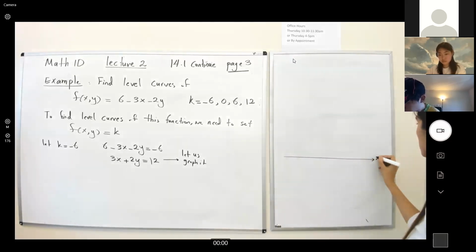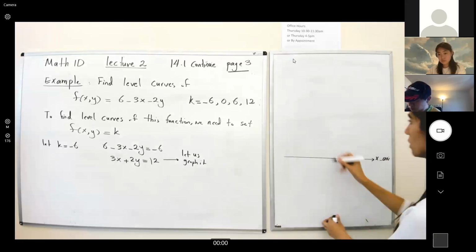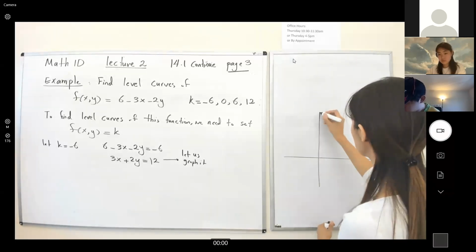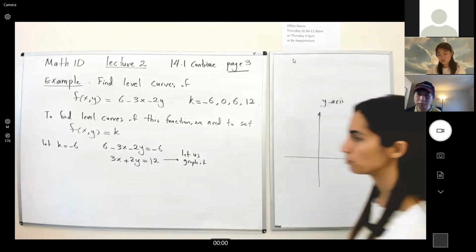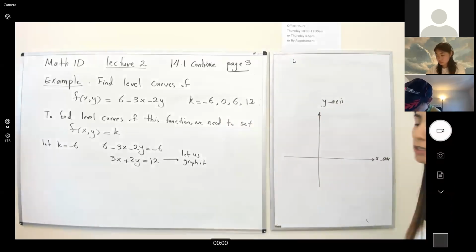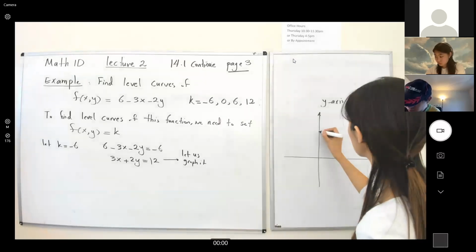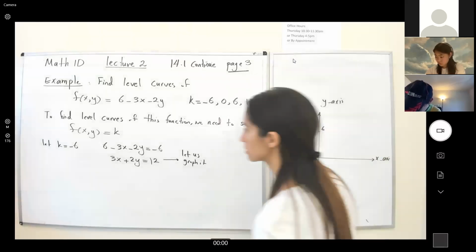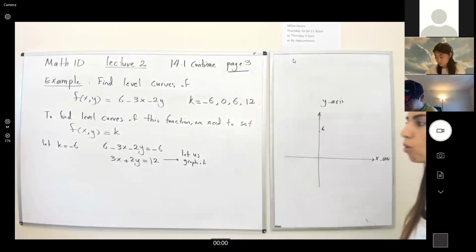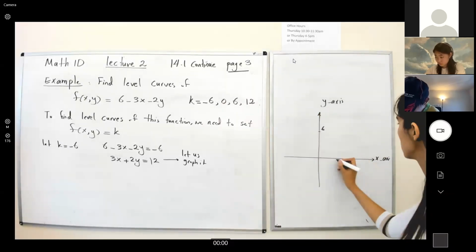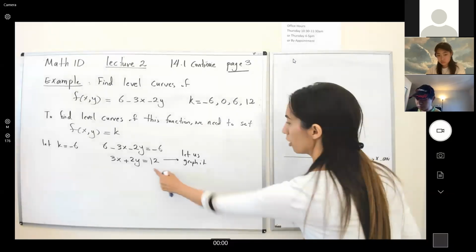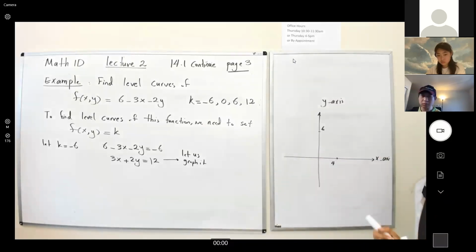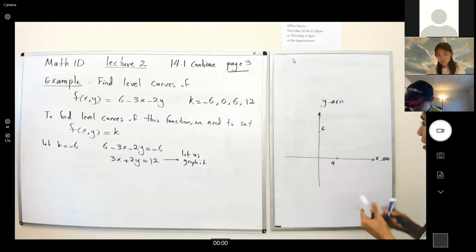This is our x-axis. This is our y-axis. If I plug in 0 here, my y is equal to 6. So suppose 6 is here. If I plug in 0 here, my x is equal to 4. So it's going to be here. The first line passes through these 2 points in 2-dimensional space.